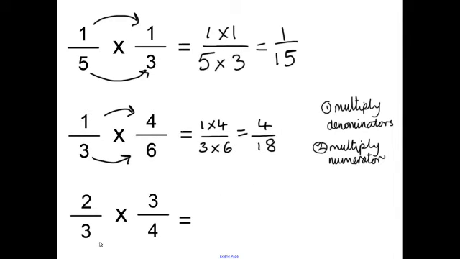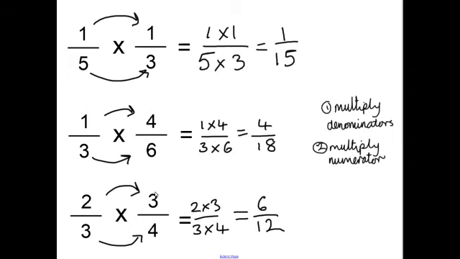Okay, and the last one, 3 times 4 to give us our new denominator, and 2 times 3 to give us our new numerator. So 2 times 3 is 6, and 3 times 4 is 12. So 2/3 multiplied by 3/4 is 6/12, which is actually a half. And that's how we can use a quick and efficient strategy or method for multiplying two fractions together.